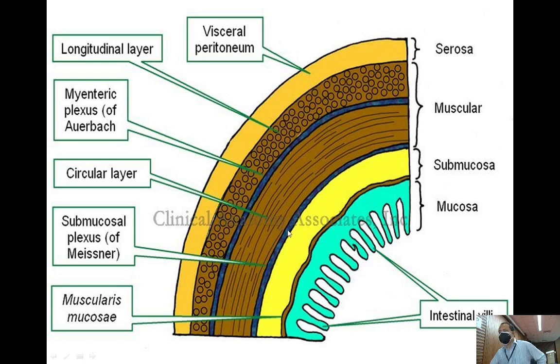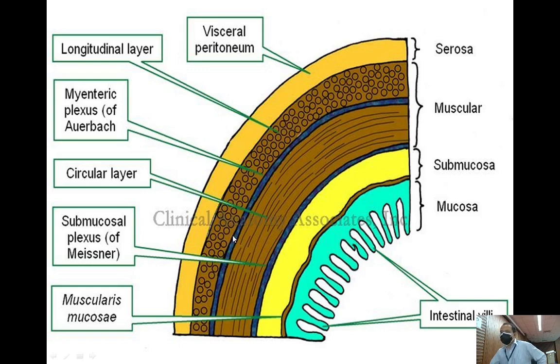So you have two names for each one, and it is said that the submucosal layer, what is called the Meissner, is basically controlling or regulating the secretion function of the GIT. Okay, so the secretory function of the GIT is being controlled by this.